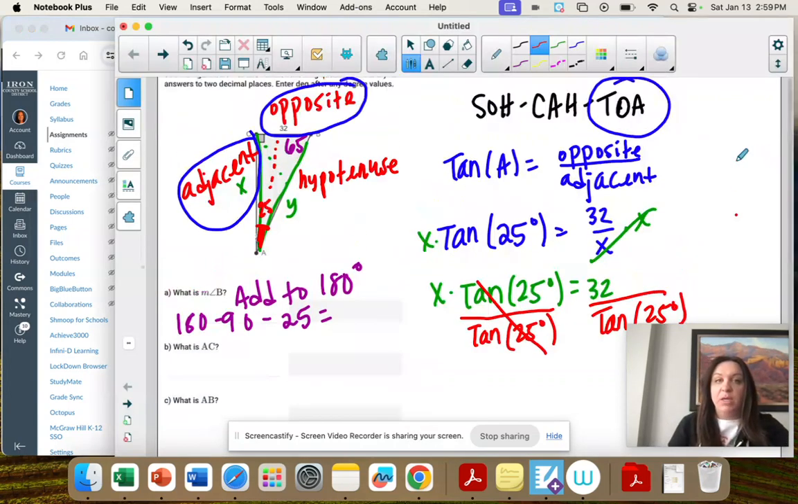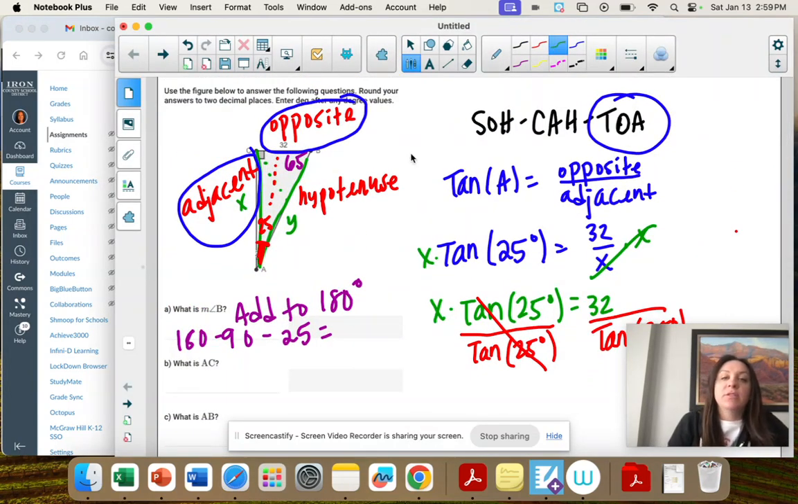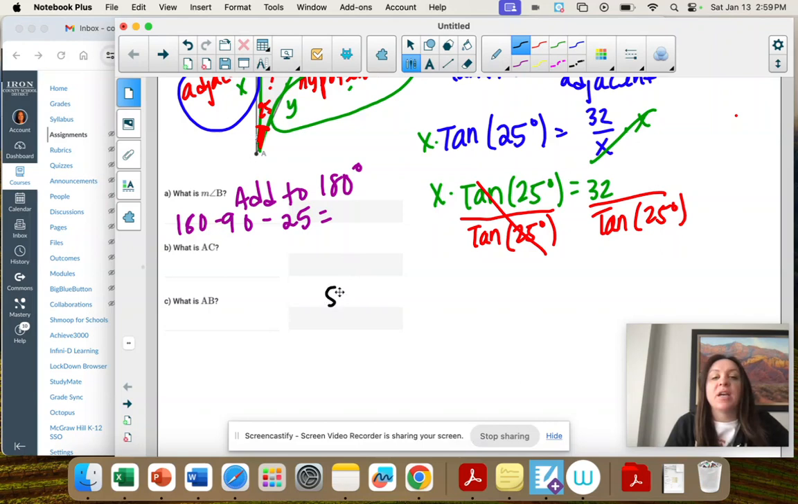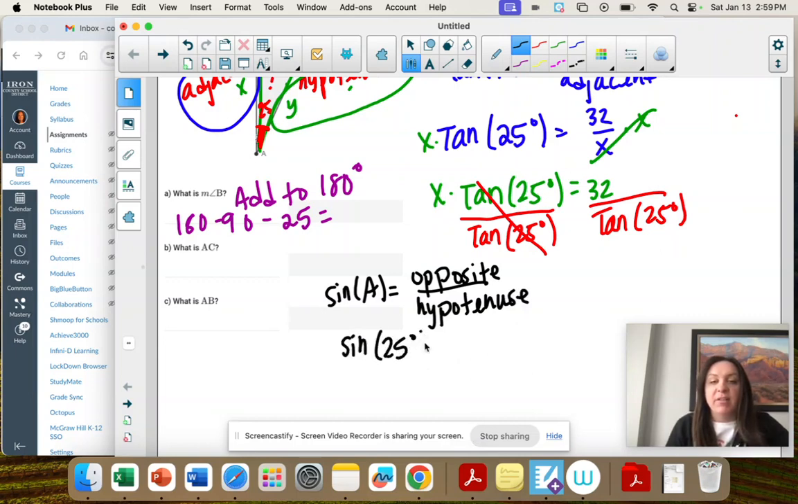Okay, now we need AB. So now we're solving for Y, the hypotenuse, and we have the opposite. I'm going to use the opposite because it's not rounded. So which one has O and H? That's sine, right? So sine of some angle is opposite over hypotenuse. And then this is our equation that we just have to fill stuff in. So our reference angle is 25. The opposite side is 32. And the hypotenuse is Y.